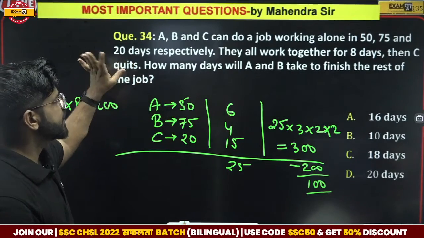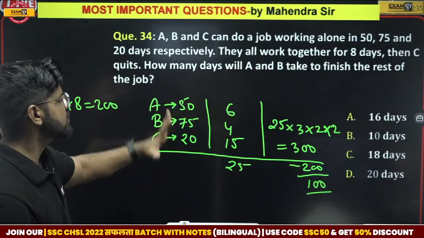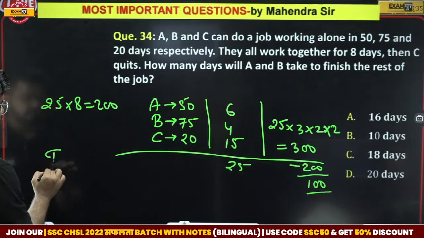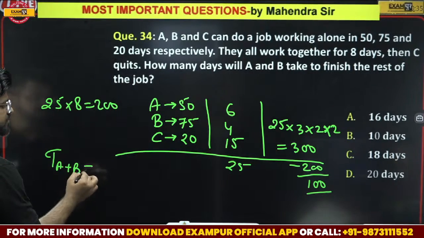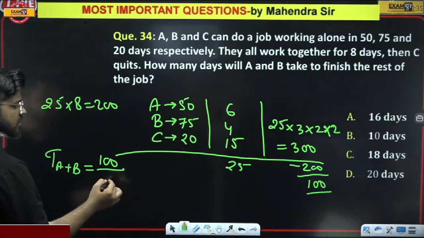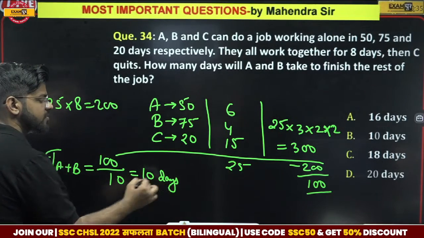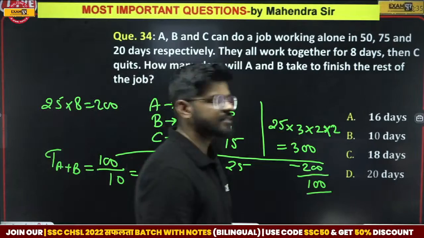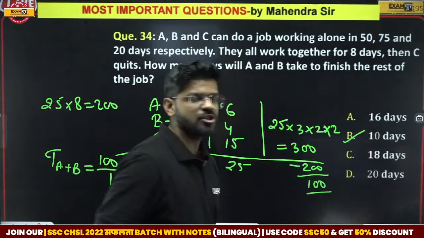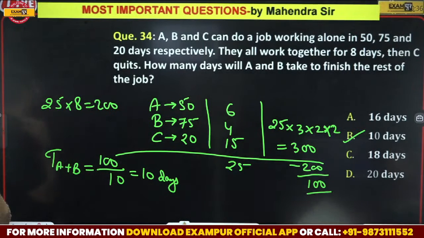Then C quits. How many days will A and B together take to finish the job? Now A plus B, we have to calculate the time. Remaining work is 100 and the A plus B efficiency is 10. Answer will be 10 days. Clear? Yes, Anupam. Absolutely correct. Option number B is my right answer. Clear?